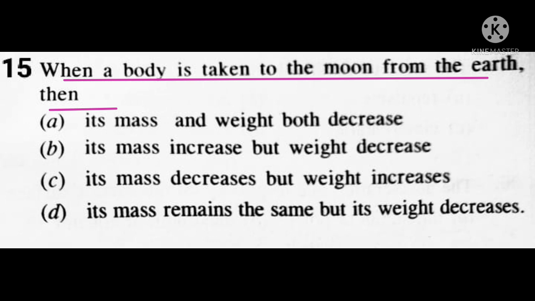Question number 15. When a body is taken to the moon from the earth, then A option, its mass and weight both decrease. B option, its mass increases but weight decreases. C option, its mass decreases but weight increases. D option, its mass remains the same but its weight decreases.